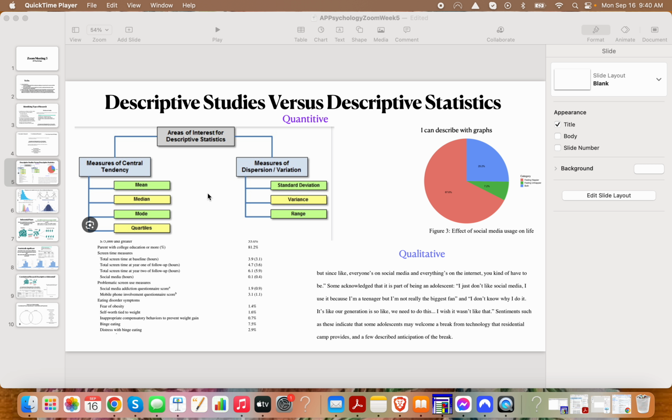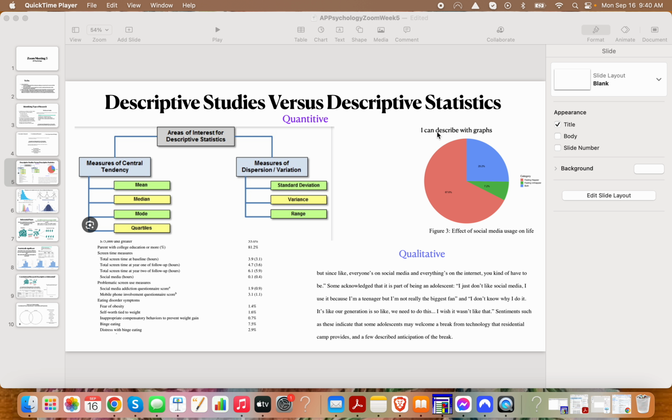So a descriptive study, remember we talked about these as being observational studies, case studies, where we're just describing what we see. And they can use descriptive statistics, and so can a correlational study, and an experimental design can use descriptive statistics. So let's talk about those things.